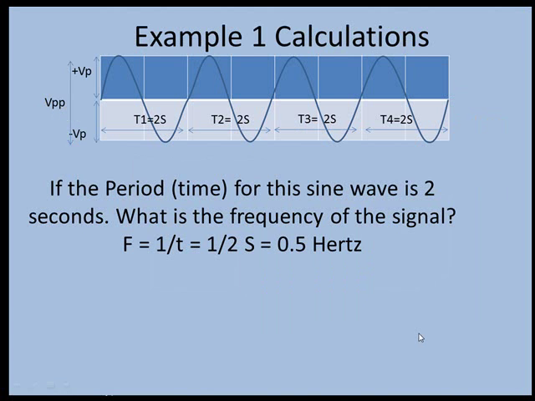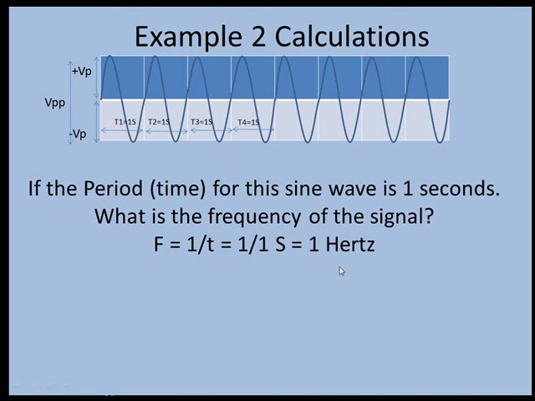Let's do some basic calculations. And here again, we have some sine waves that we're looking at. If the period or time for this sine wave is 2 seconds, which it is, right? From this point to this point is 1 full cycle, and so the time is 2 seconds. What is the frequency of the signal? By mathematics, frequency is equal to the reciprocal of time, or 1 over T, so 1 over 2 seconds, which is the time for the 1 cycle. That gives us a frequency of 0.5 hertz. Or you could also say 500 millihertz. That's another way to say it.